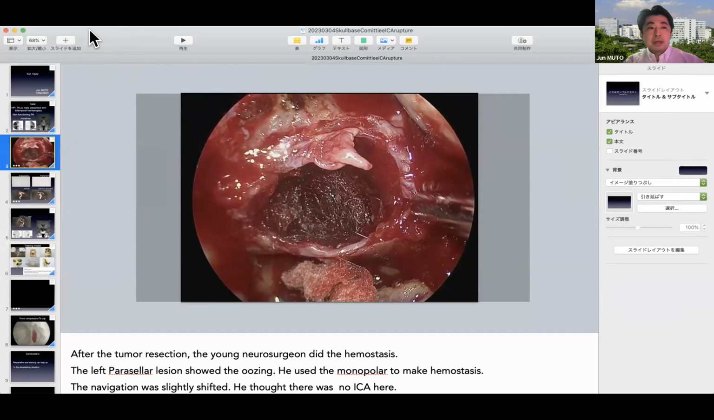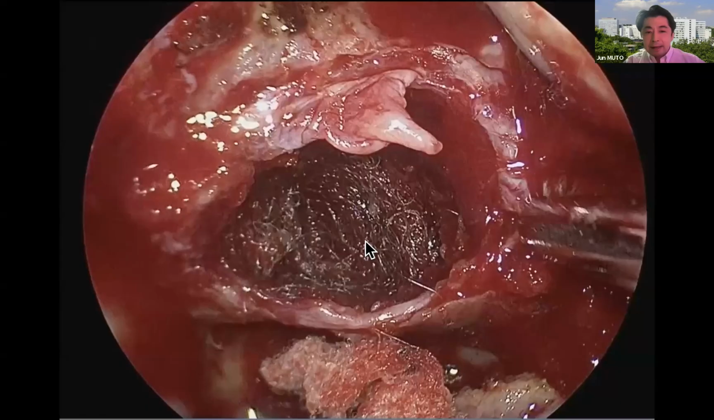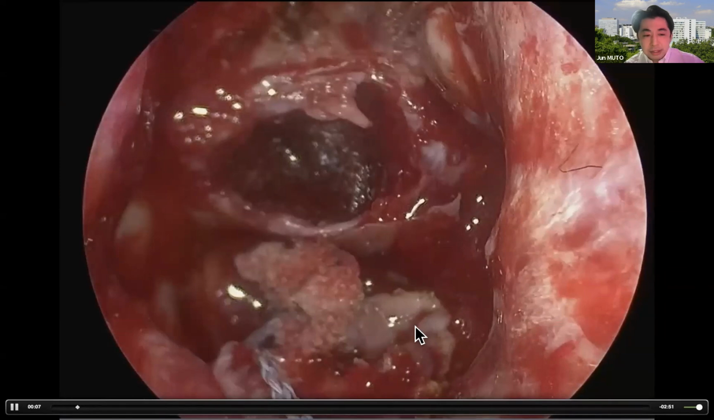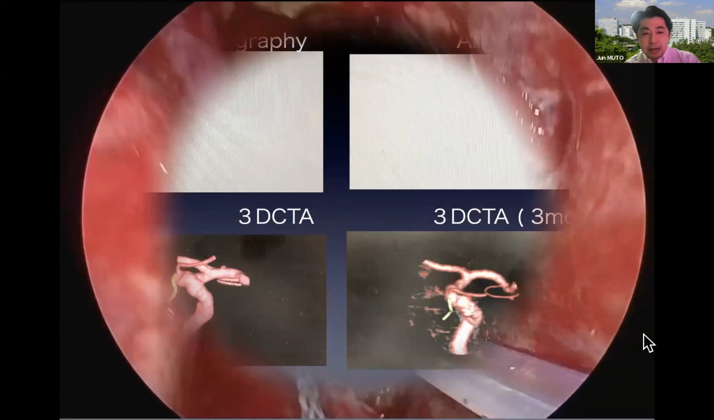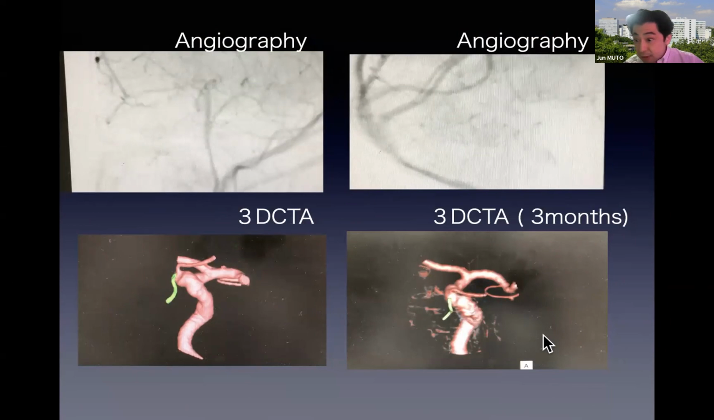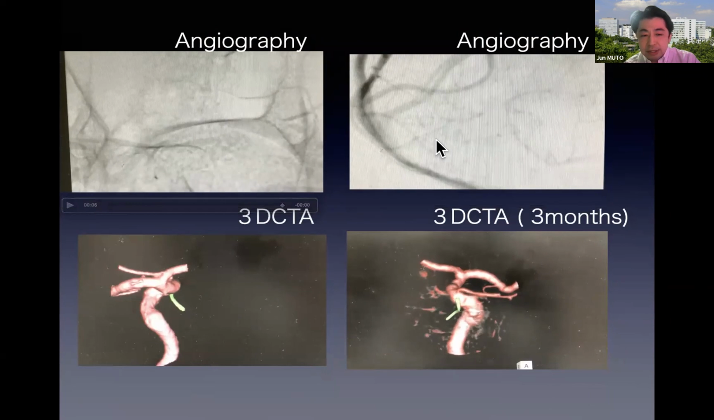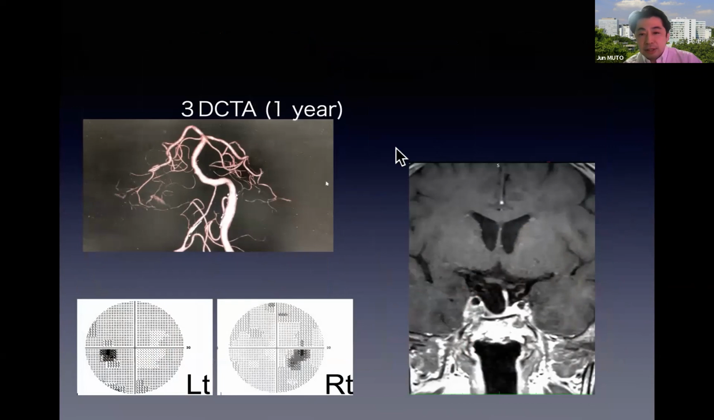In the end, we can control the bleeding and achieve hemostasis, with just a small indentation on the carotid like this here. Three months after, it was also the same on the 3D CTA, and after one year, also just a small indentation on the carotid, like this.